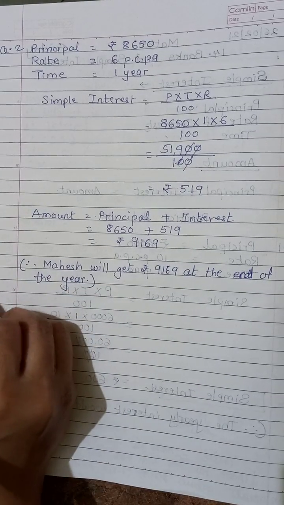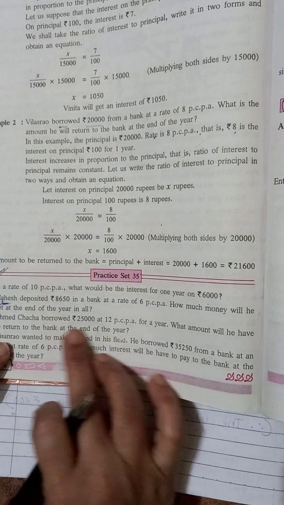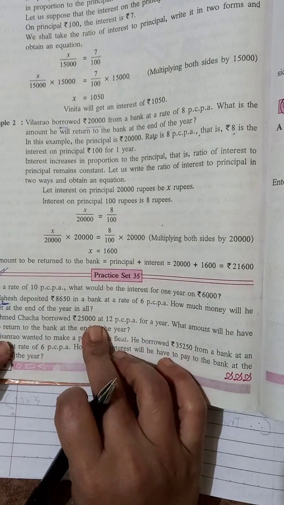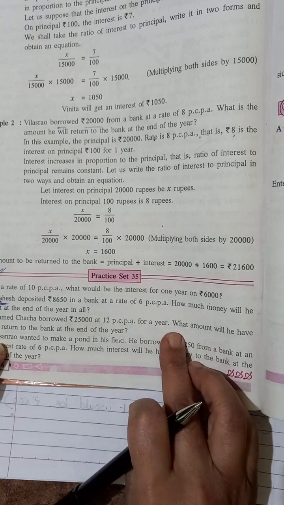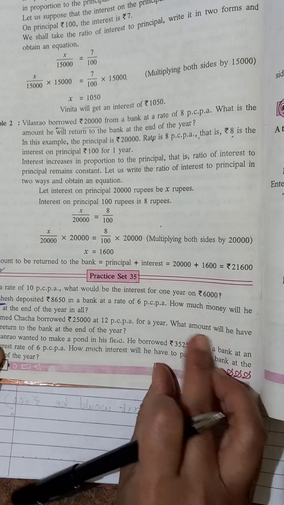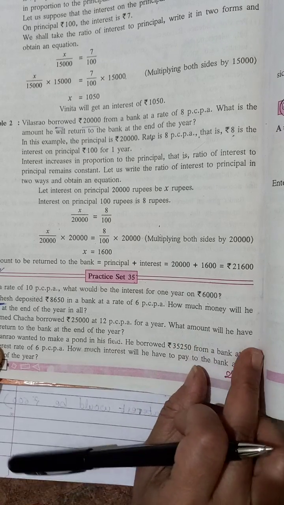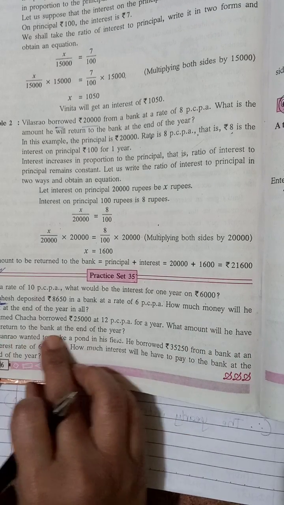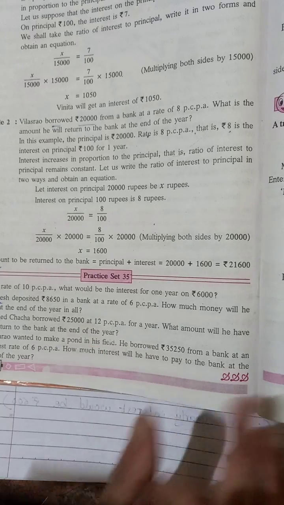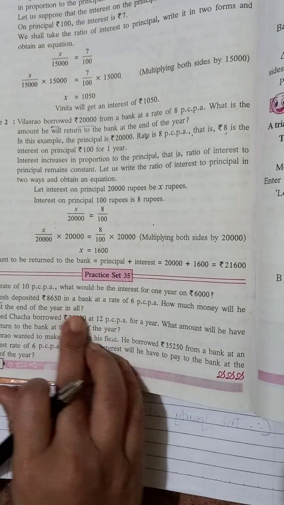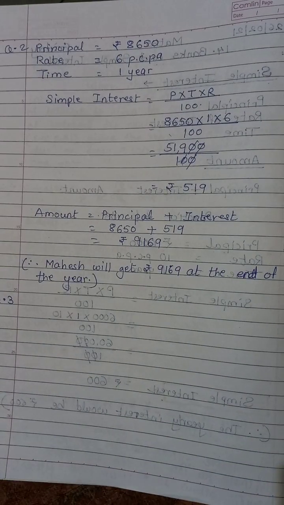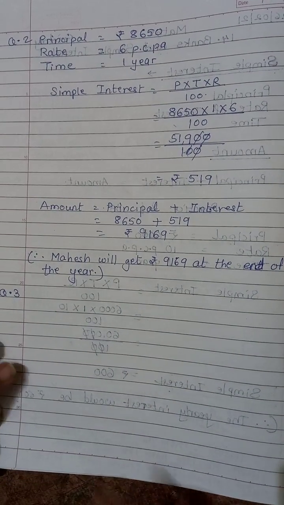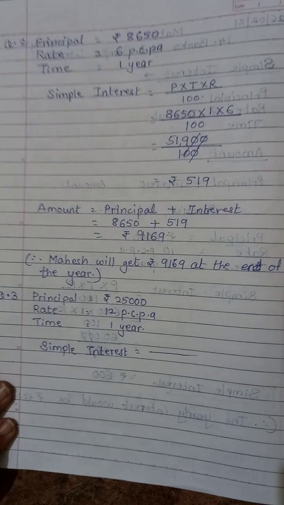Okay, so now question number 3. Ahmad Chacha borrowed 25,000 rupees at 12 percent per annum for a year. What amount, see here the word amount is given, what amount will he have to return to the bank at the end of the year? If the word amount is in the question, you have to find out the amount. Okay, so now we will see.